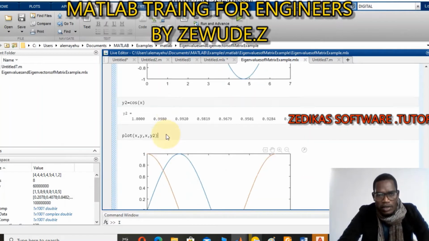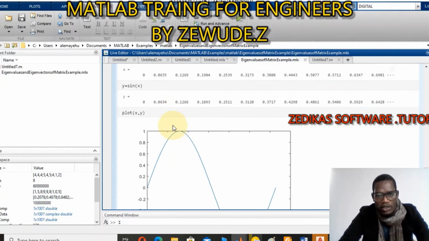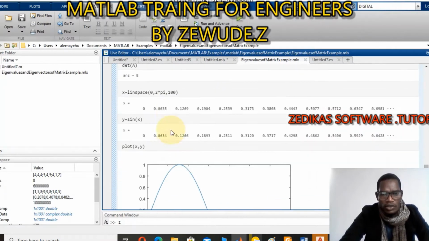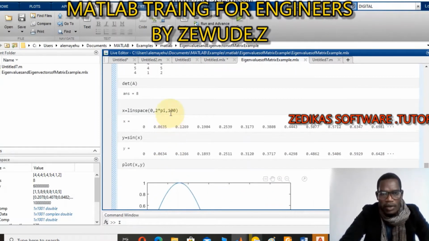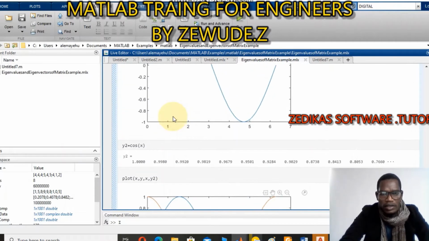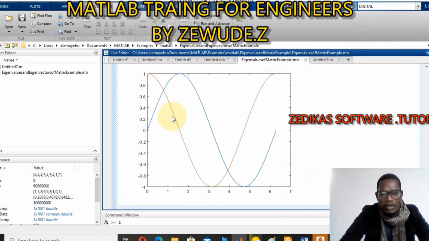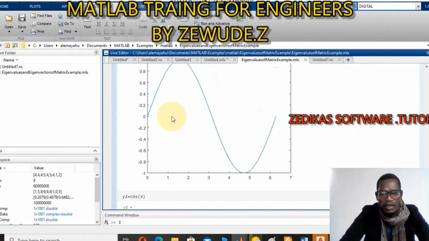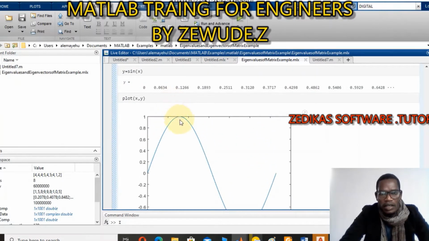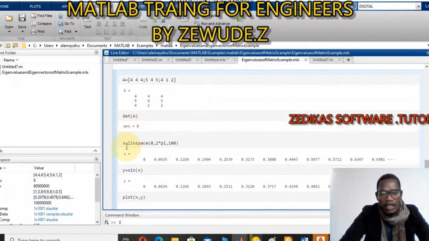Okay, friends. In part number one, we have seen the basic introduction or familiarization with the MATLAB software. The second part is about a single exercise, and the third is an extension, I mean part number two. In part number two, we have seen how to represent two different functions in a single graph using this MATLAB software.